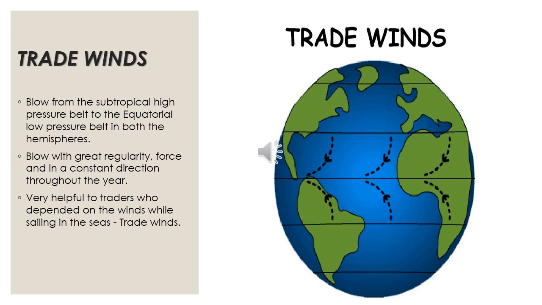The first planetary wind is the trade wind. Trade wind blows from the subtropical high pressure belt to the equatorial low pressure belt in both hemispheres. The latitude line at 0 degree divides Earth into two halves. The upper part is called the northern hemisphere and below the equator is called the southern hemisphere.